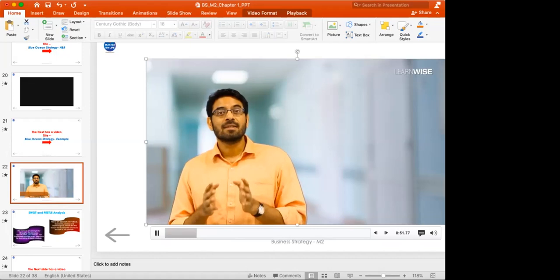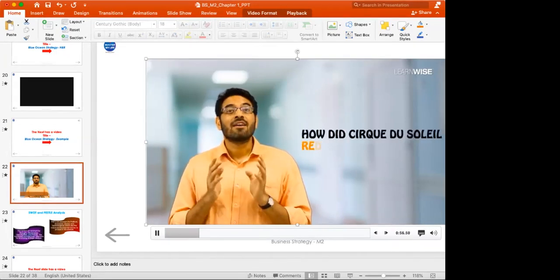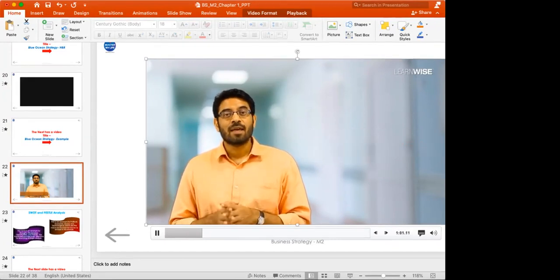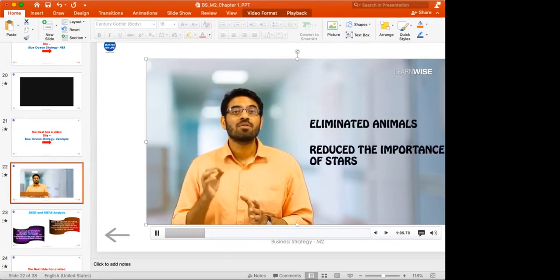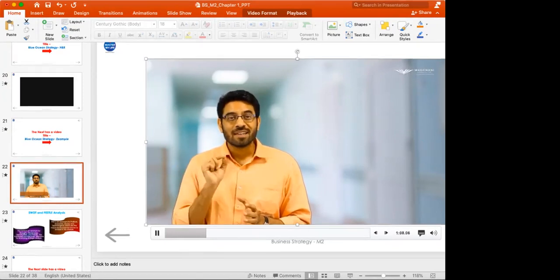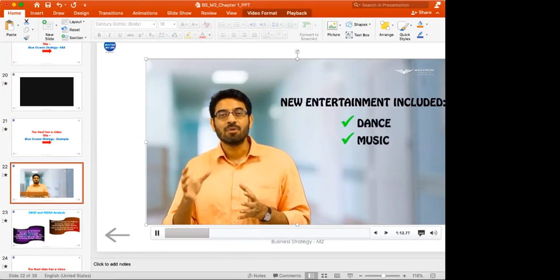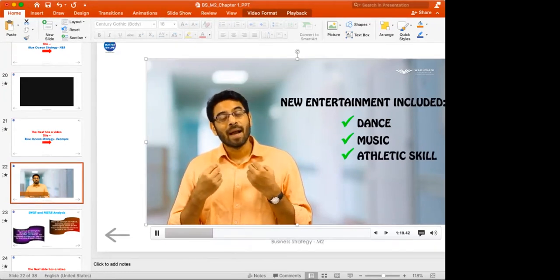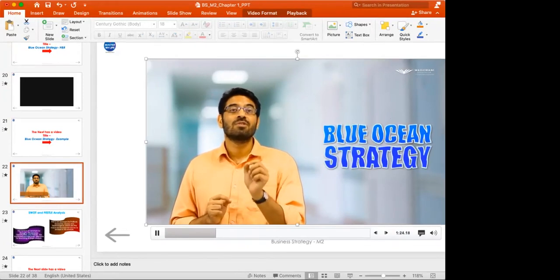Since the circus industry was considered unattractive, how did Cirque Du Soleil redefine the dynamics of this industry? Cirque Du Soleil did this by eliminating the animals and reducing the importance of individual stars. It created a new form of entertainment which combined dance, music, and athletic skill to appeal to a classy adult audience that had abandoned the traditional circus. It used the blue ocean strategy.